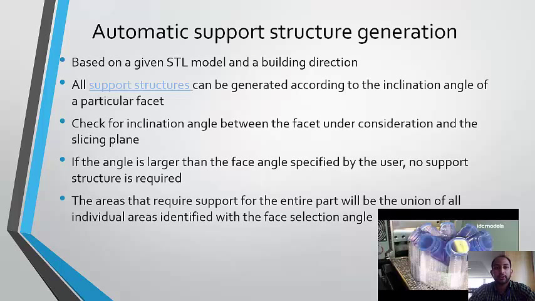Automatic support structures generation. Based on a given STL model and a building direction, automatically we can generate the support structure. All support structures can be generated according to the inclination angle of a particular facet. First, we check for inclination angle between the facet under consideration and the slicing plane. If the angle is larger than the face angle specified by the user, no support structure is required. Otherwise, the facet requires support structure.